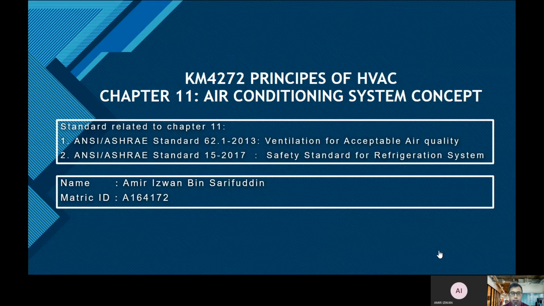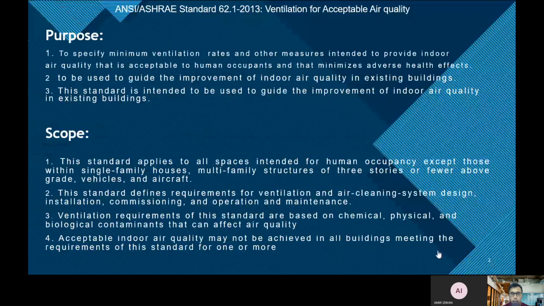The purpose of standard 62.1 is to specify minimum ventilation rates and other measures intended to provide indoor air quality that is acceptable to human occupants and that minimize adverse health effects. It is to be used to guide the improvement of indoor air quality in existing buildings.